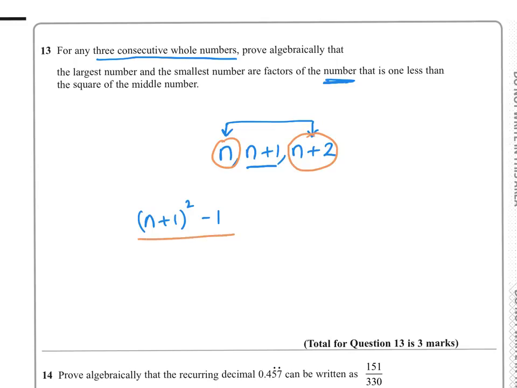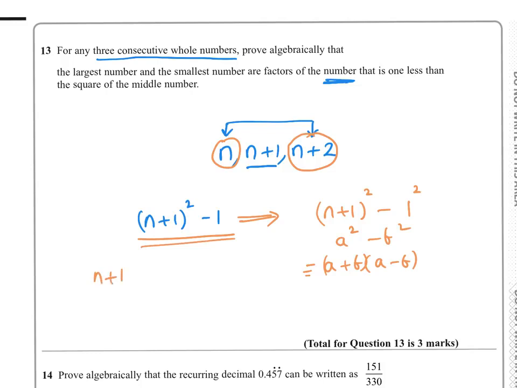Well, I think the first thing that springs to mind is that this can be written as n plus 1 all squared minus 1 squared, which is a difference of 2 squares, isn't it? Remember a squared minus b squared? Well, a squared minus b squared gives a plus b times a minus b. So this can be written as n plus 1 plus 1 times n plus 1 minus 1. And that just gives us n plus 2 times n, or n lots of n plus 2. And we can now see that we've proven what we needed to prove.